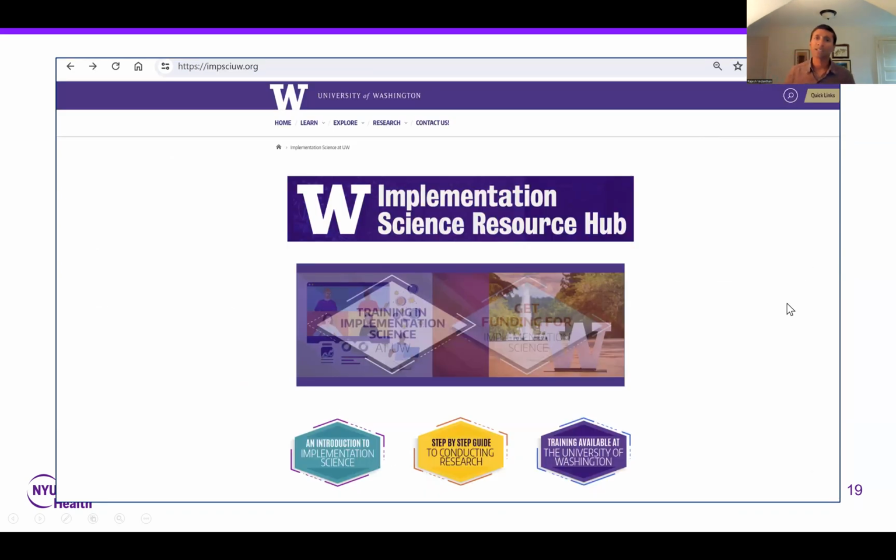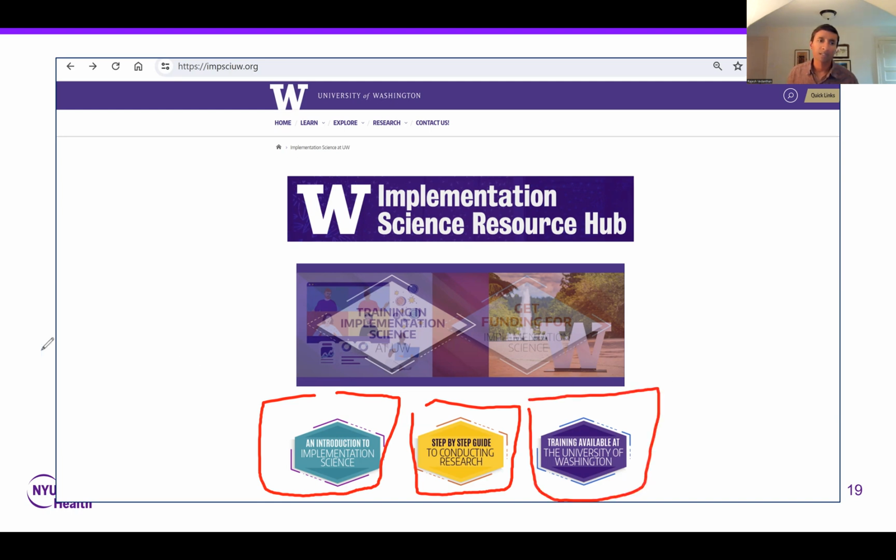The University of Washington has a fantastic implementation science resource hub with various resources that you can access: an introduction to implementation science, a very nice practical step-by-step guide to conducting implementation research, and then specific training opportunities available at the University of Washington.